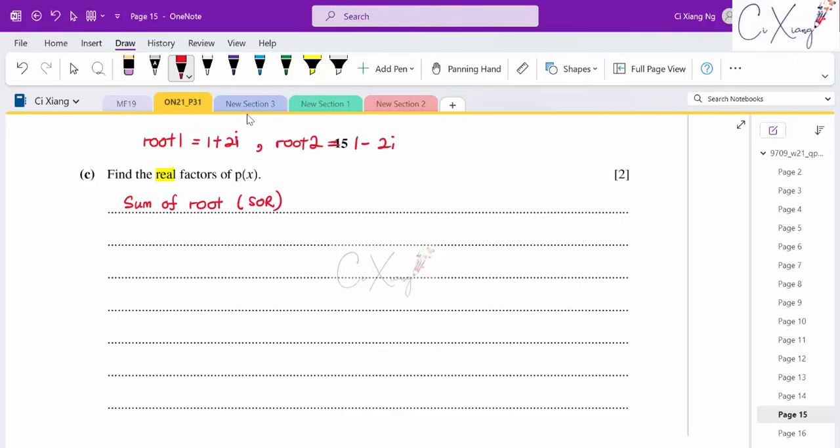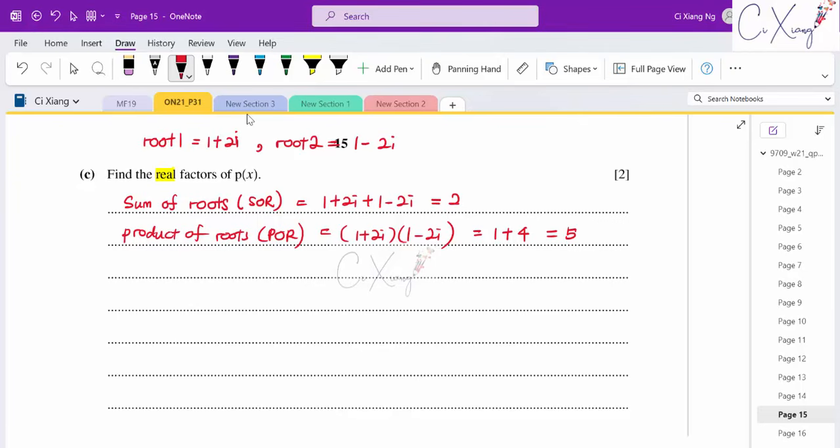So what is the sum of roots? The sum of roots means that you add all the roots together, the complex roots together, so you get the sum of roots, SOR. We call it S. Okay, so I have a 2 here. And then what about the product of roots? The product of roots, POR, is where you multiply the two complex roots together. And if you expand everything here, you have 1 plus 4, which equals 5. So when you find the SOR and POR, you can form the quadratic factor.